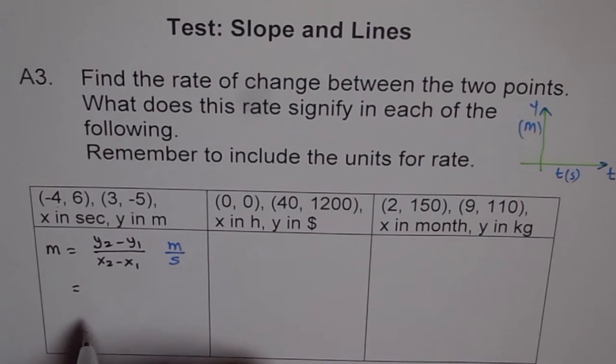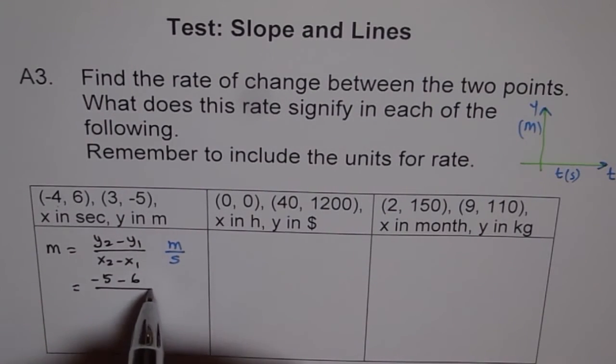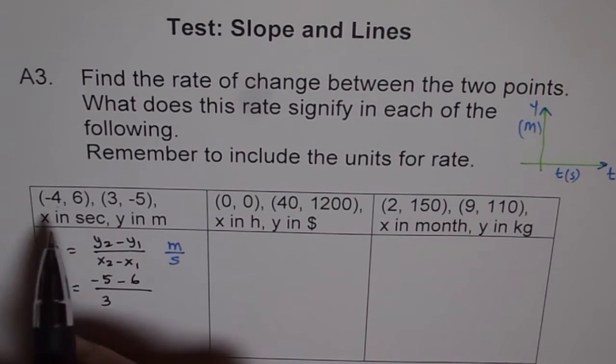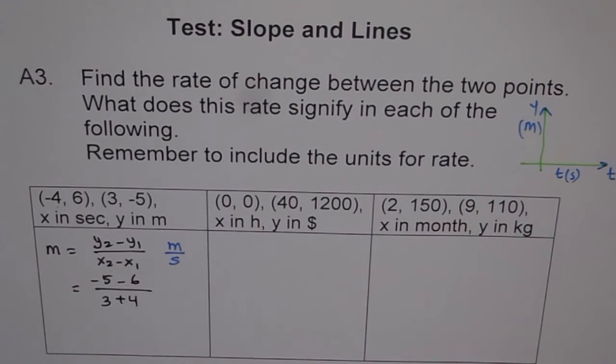So now you can plug in the values and solve for it. So it's -5 minus 6 divided by 3 minus of -4, which becomes 3 plus 4. Units are meters per second. So you get finally -11 over 7 meters per second. So that is the rate, okay? So what does this rate signify? It signifies speed, meters per second. That is the answer which I am expecting from you, correct? So that is how you have to do these questions. Copy them and try to do them yourself.